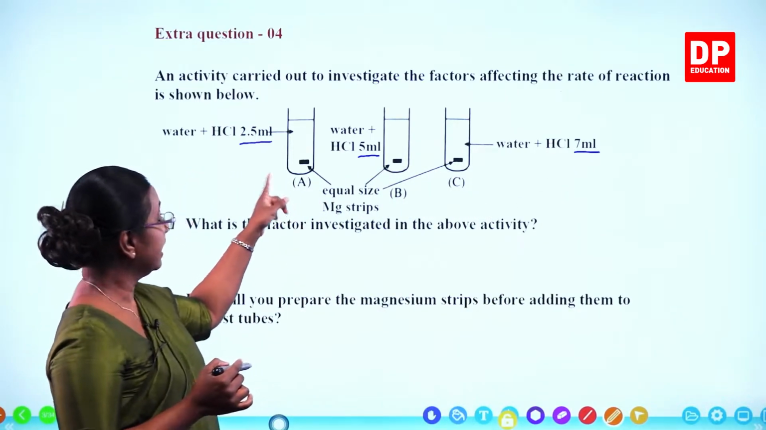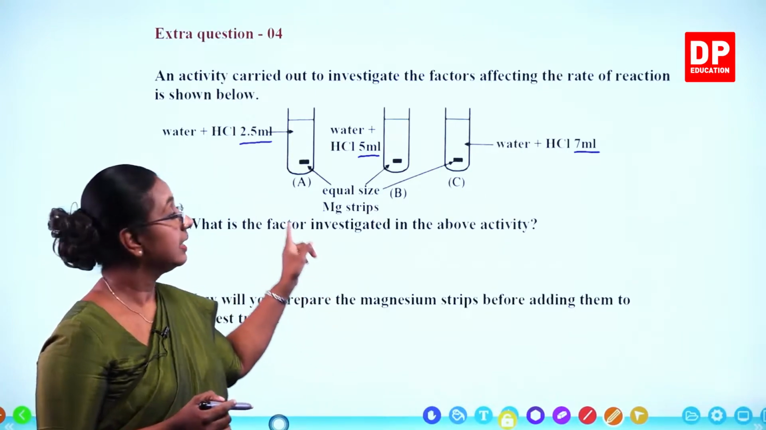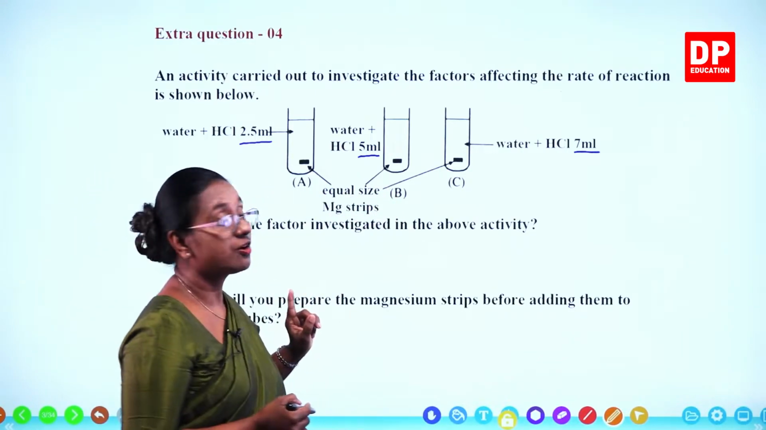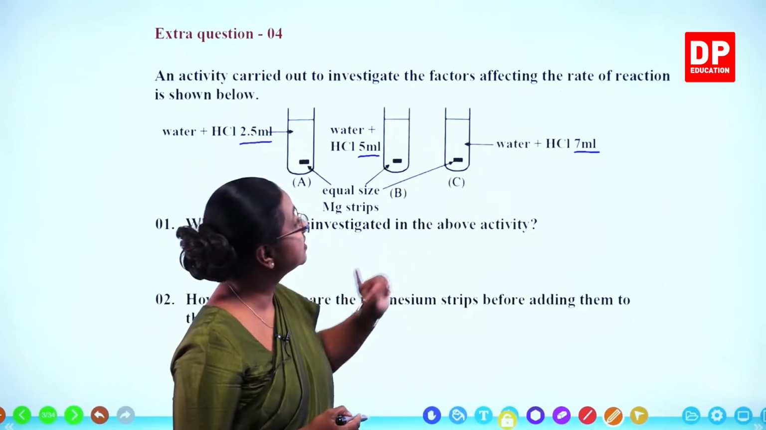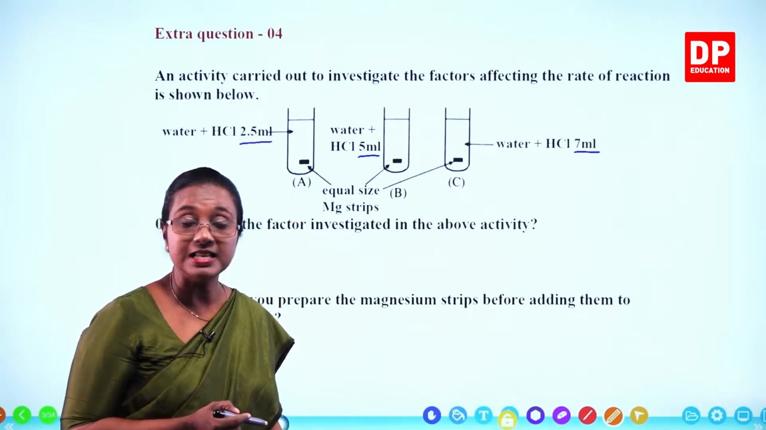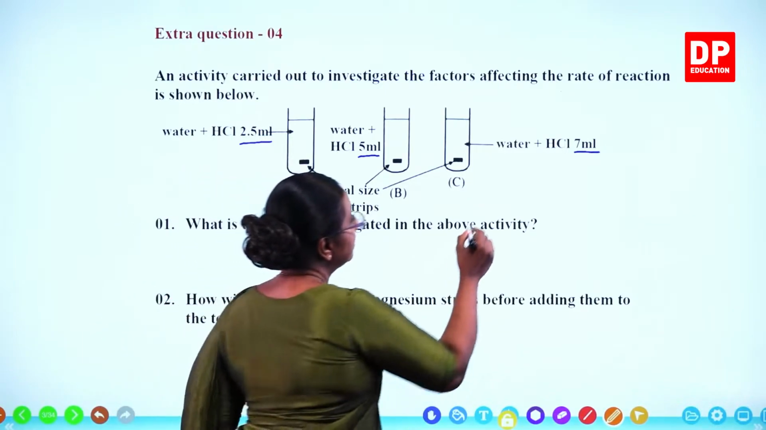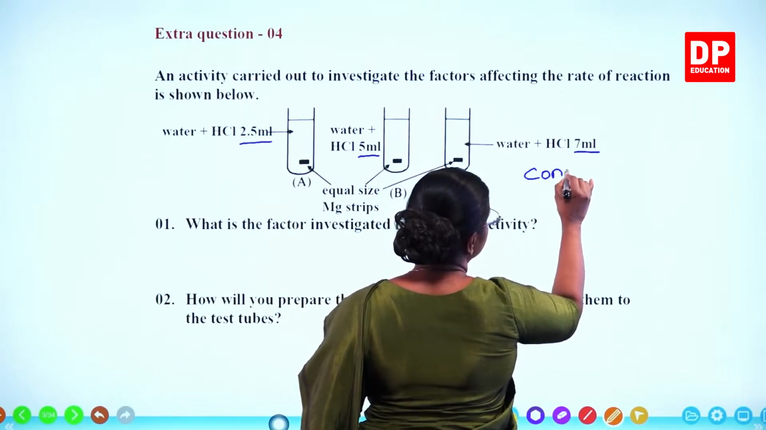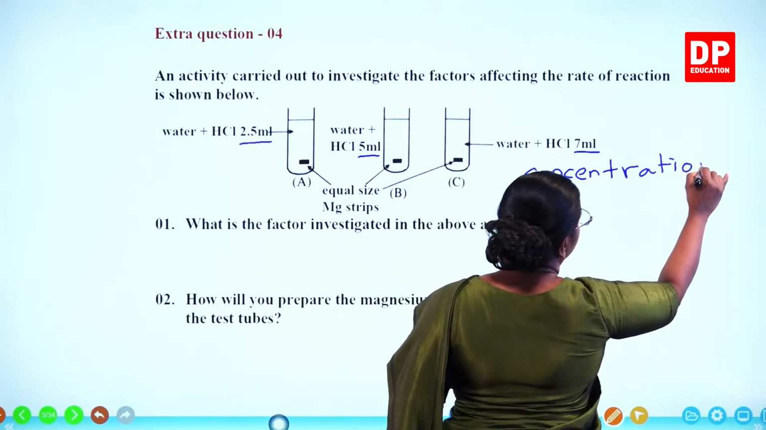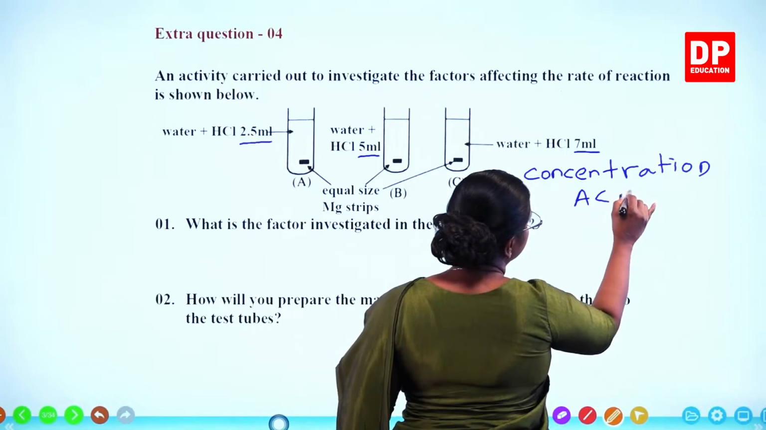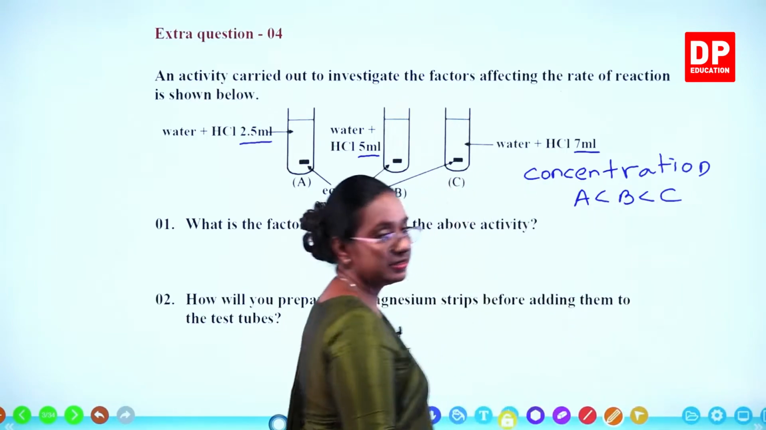So in A, concentration is less. Compared to that, the concentration of HCl is higher in B. Compared to that also, concentration of HCl is higher in that of C. So here the factor is concentration, and that increases in the order A, B, C.